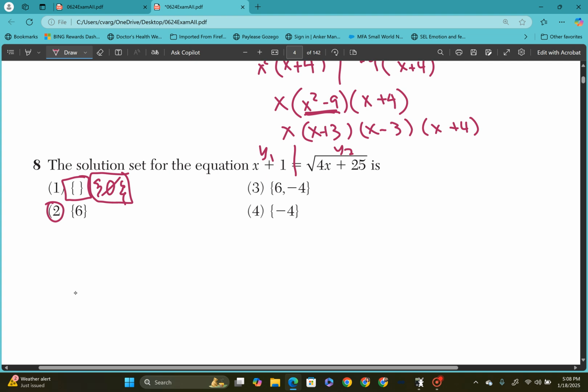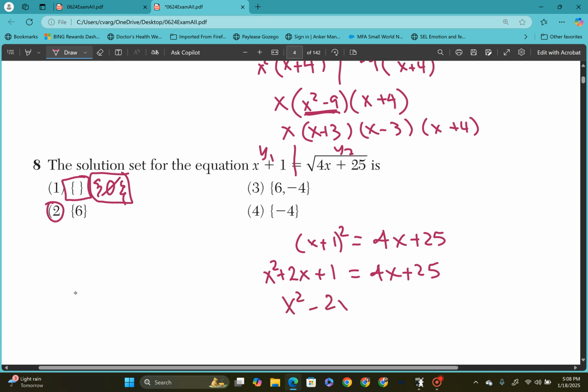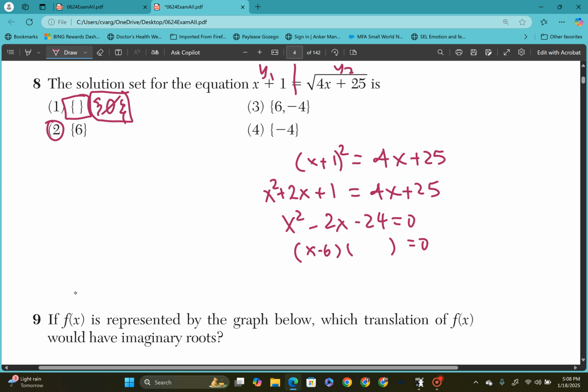How do you do this by hand? You square both sides, so you're going to get 4x plus 25 is equal to x plus 1 squared, and then you FOIL that out, so you're going to get x squared plus 2x plus 1 is equal to 4x plus 25. Move everything over to one side, you're going to get x squared minus 2x minus 24 equals 0. Double bubble here, equals 0. So you're going to get x minus 6 and x plus 4 equals 0. Set them both equal to 0.